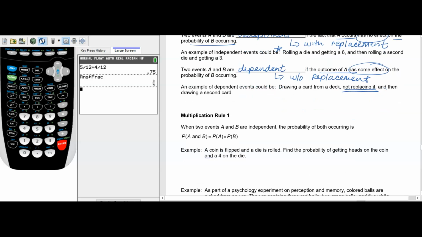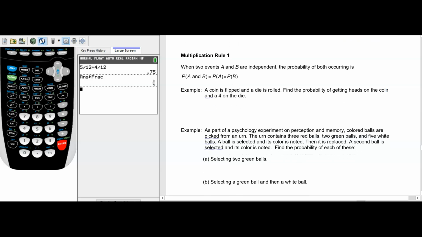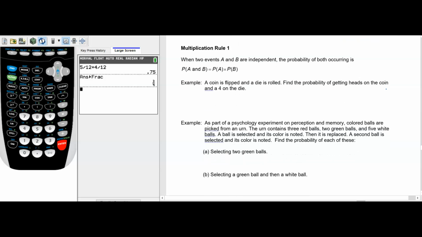Okay, so let's look at some examples so that these terms and concepts make a little bit more sense. So for multiplication rule 1, basically what this says is that if we have two events A and B, and you want the probability that they both occur, you're going to multiply the probabilities of the individual events together. So let's look at an example. You flip a coin and then you roll a die.